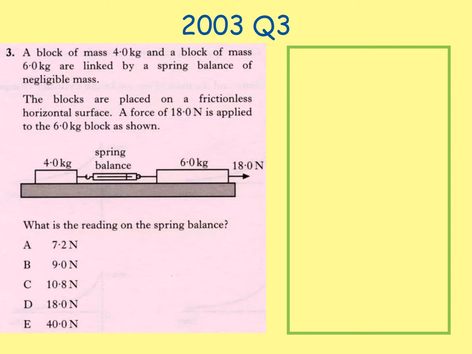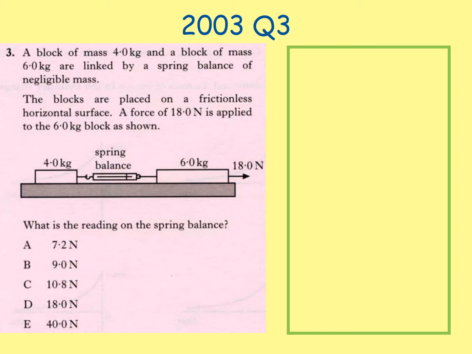A block of mass 4 kilograms and a block of mass 6 kilograms are linked by a spring balance of negligible mass. The blocks are placed on a frictionless surface and a force of 18 newtons is applied to the 6 kilogram block as shown. We want to work out the reading on the spring balance.